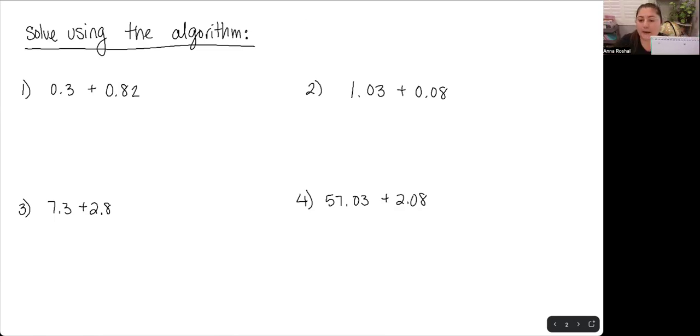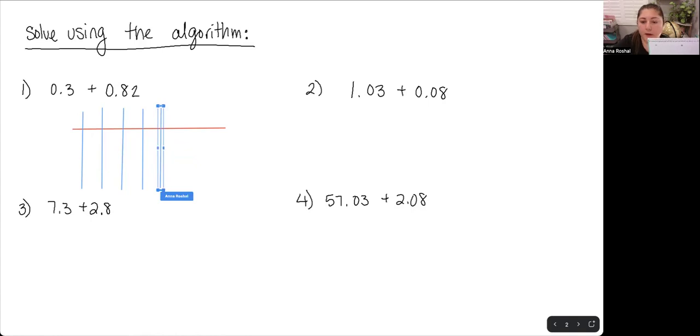So what's happening is I have this red line now on top. And then I have these light blue lines going up and down.